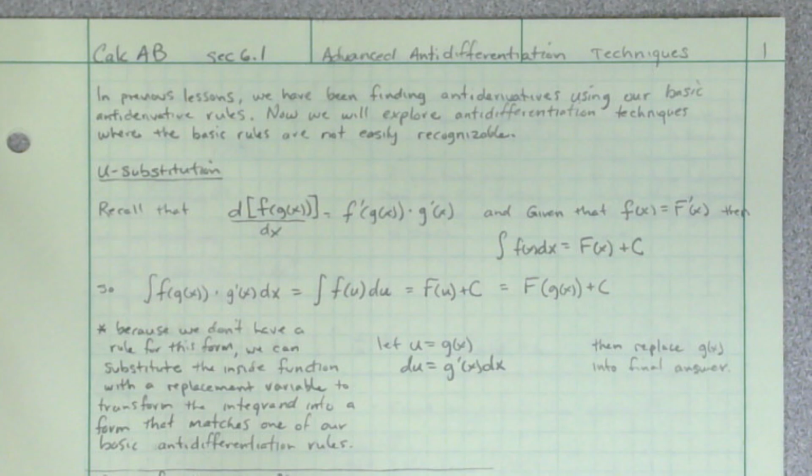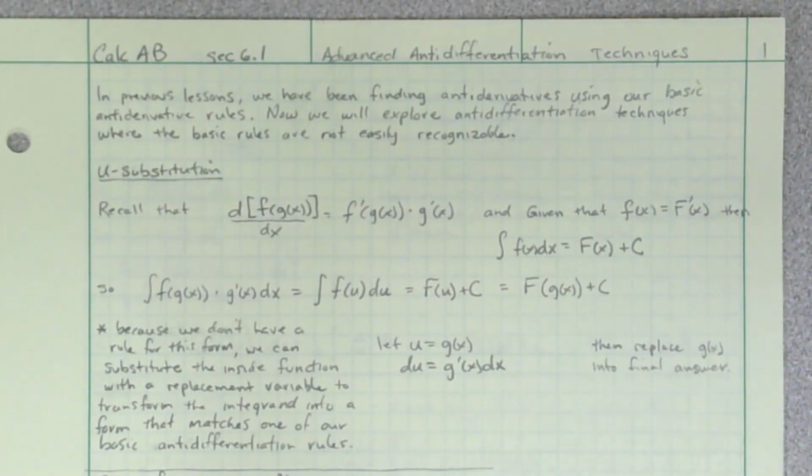So in this section, we are going to be looking at advanced anti-differentiation techniques. In the previous lessons, we have been finding the antiderivative using our basic antiderivative rules. Now we will explore the anti-differentiation techniques where the basic rules are not easily recognizable. So the main one is the U substitution.